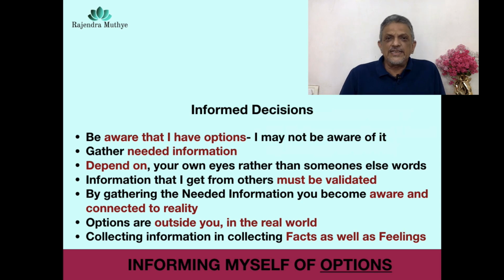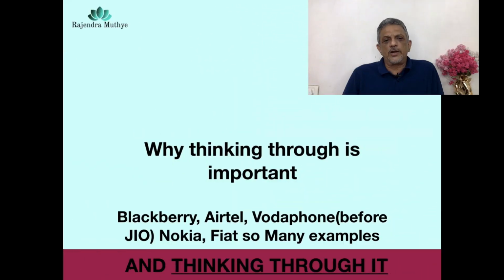Okay, so by gathering the needed information, I become aware of and connected to the reality. Otherwise, we have this great thing of living in a fantasy world. So get connected to reality. Okay, many options are outside you in the real world. Please be clear of that. And when you are collecting information, collect facts as well as feelings. Both are important. So once you have a lot of options and have done your homework, then comes the third part of it. Am I thinking through each one of them?